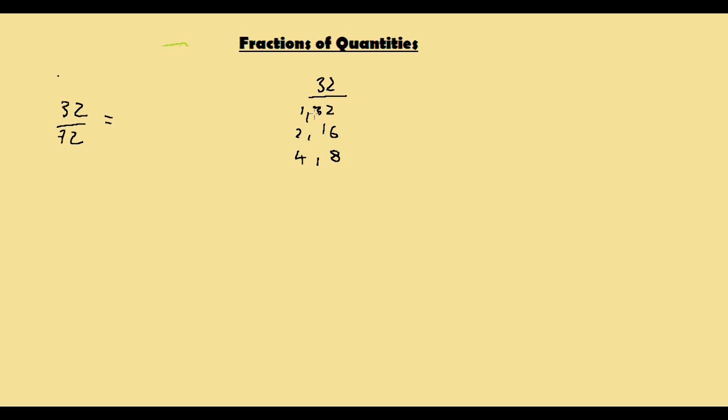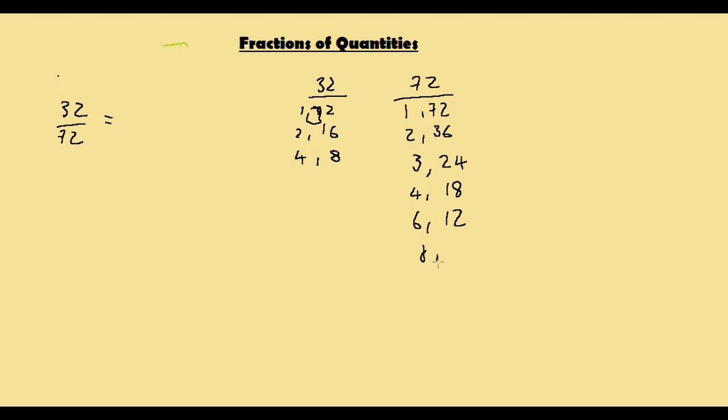Well, 1 and 72, 2 and 36, 3 does go into 72, 24 times, 4 goes into 72 18 times, 5 doesn't go, 6 into 72 does go, that goes 12 times, 7 doesn't, 8 does go 9 times, and 10 doesn't go, 11 doesn't, and then with 12 we've already done. So these are all the factors.